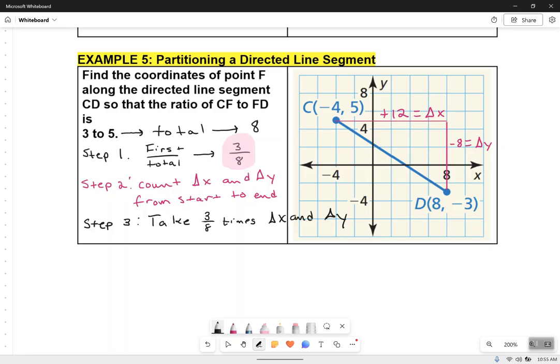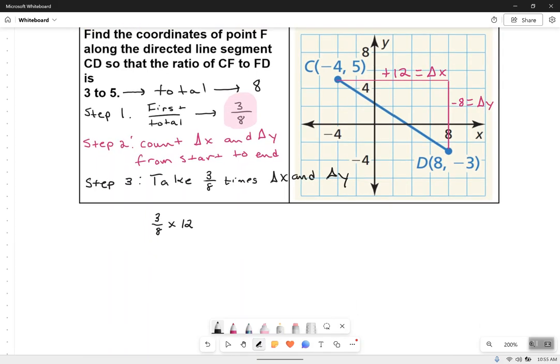So help me out, my friends. What was the change in x again? So we're going to do this. We're going to go 3/8 times 12. And that's going to give us how far we should move our x to get to a ratio of 3 to 5. And then we're also going to take 3/8 times what other value, kids? What was our change in y? -8, right?